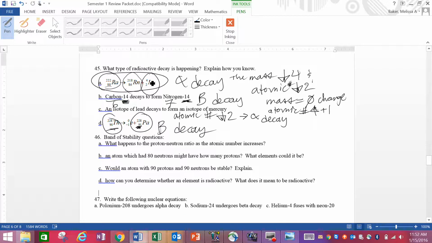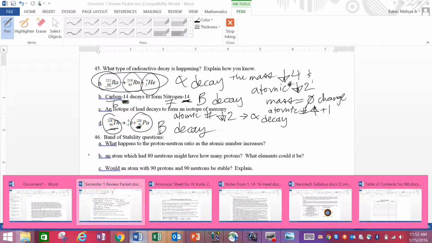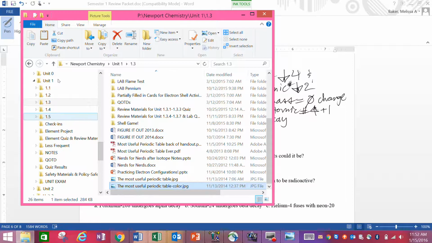All right. Band of stability questions. Let's see if I have any of these pulled up yet. I'm going to take a second and open up a band of stability so that we can check it out while we're going over this.